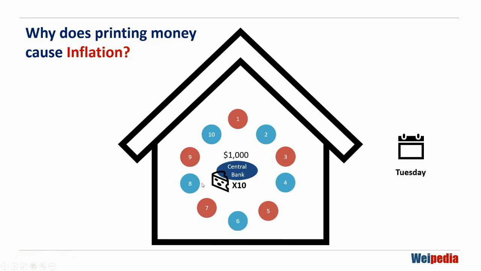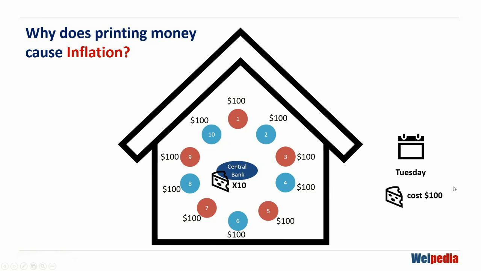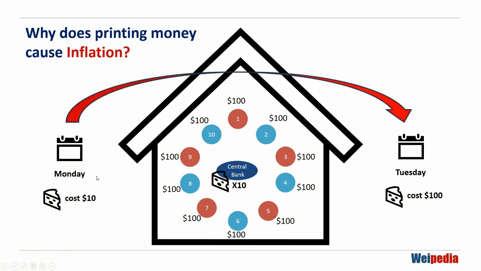Now on Tuesday, you decide to print $1,000. And you evenly distribute this $1,000 to 10 persons. So each of them gets $100, and each cheesecake today will cost $100. And the inflation is that yesterday it was $10 and today it is $100. The inflation is 10 times. And that's what happens when money is printed, it will cause inflation.